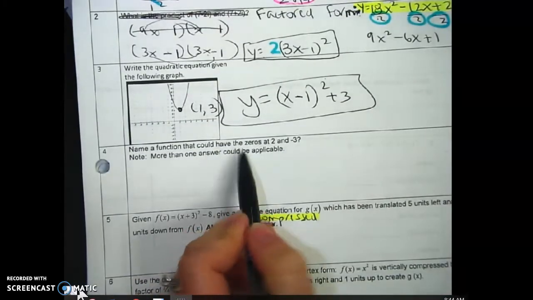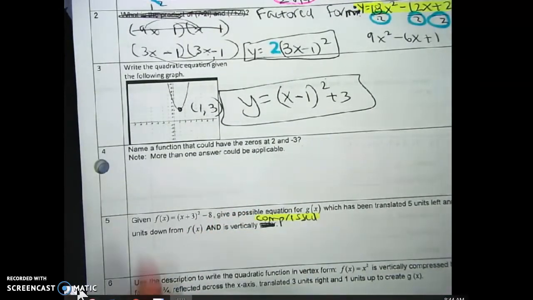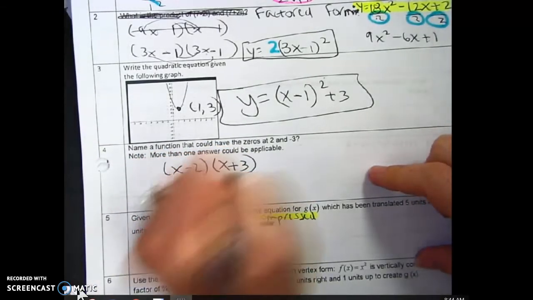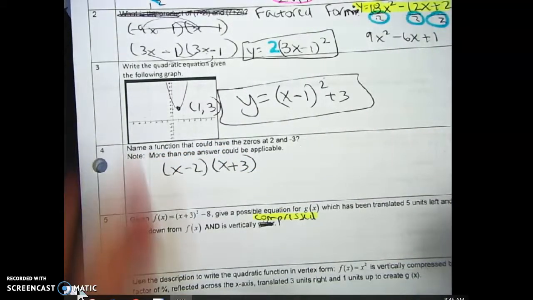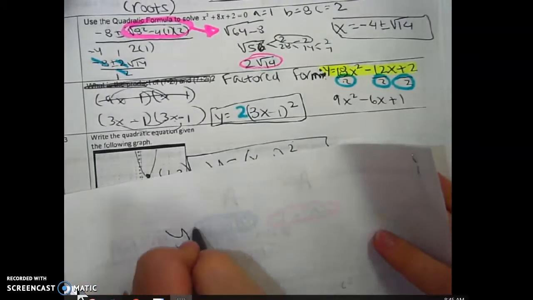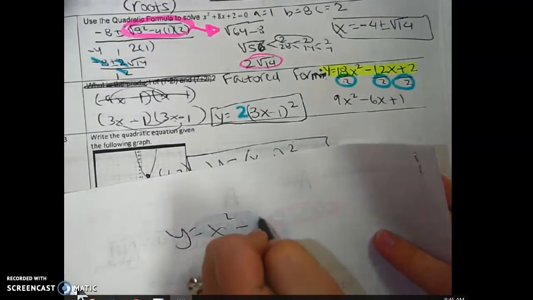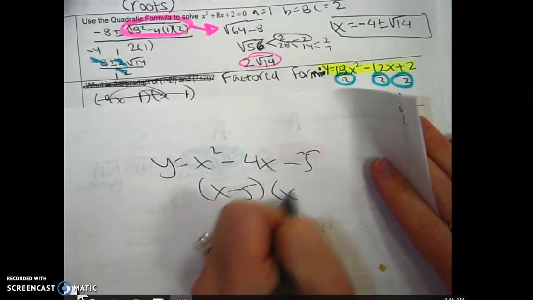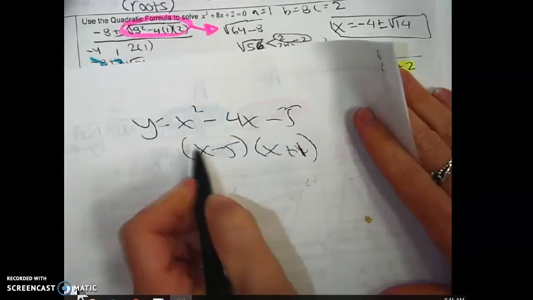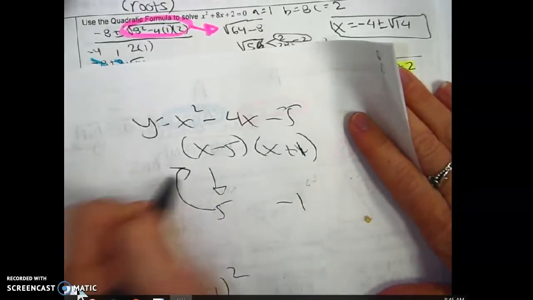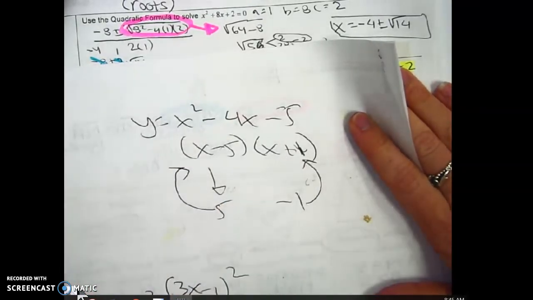Name a function that could have a 0 at 2 and a 0 at negative 3. Okay, so I'm going to say x minus 2, x plus 3. That could be 1. Now, some of you go, how did she do that? Well, if I factor and I have, let's say, y equals x squared minus 4x minus 5, I would go x minus 5, x plus 1, and then I would get x equals 5 and x equals negative 1. So I go backwards. And I get 5 and negative 1.